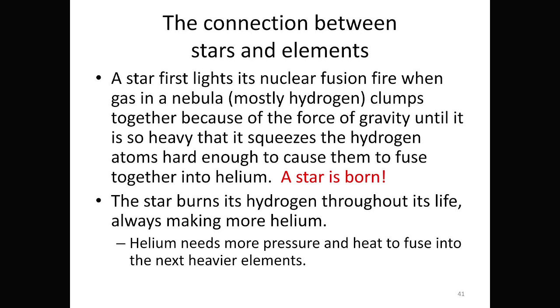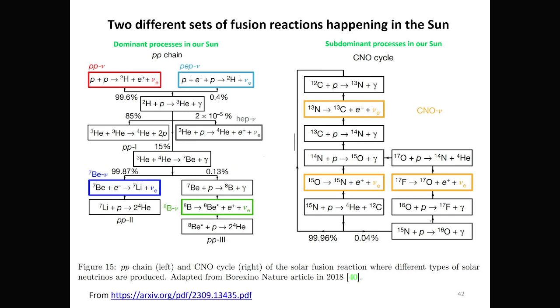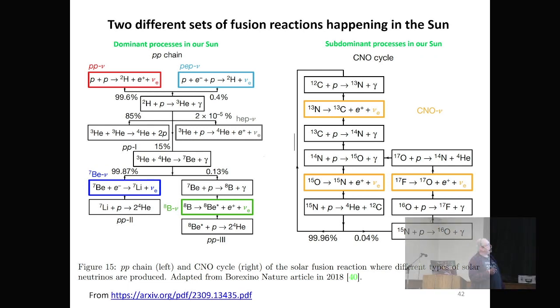But a star burns its hydrogen through its life. And these are two chains of events that can happen. So this is the dominant process in our sun called the PP chain, where two protons collide, they form deuterium, they give off a positron and an electron neutrino. And in another one, two protons and an electron collide and create deuterium and an electron neutrino. And these then can go and continue fusing.